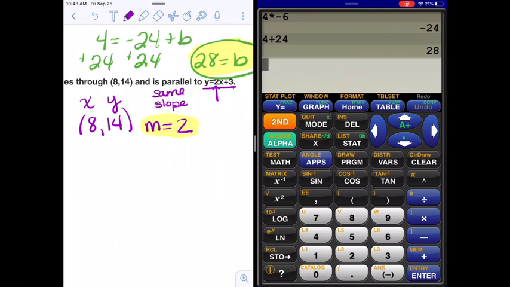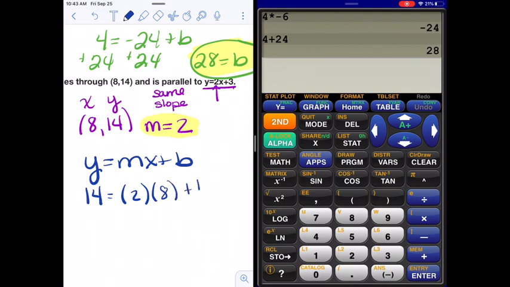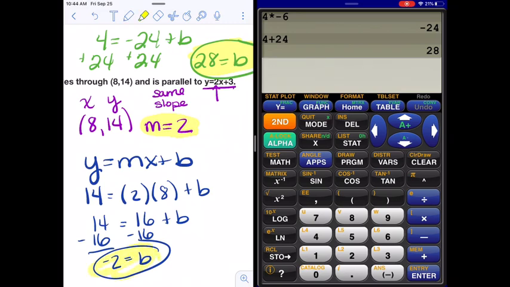Now again, I am looking for b, so I'm going to write y equals mx plus b. My y value is 14. My m is 2. My x is 8, and then I have my plus b. 2 times 8 is 16, and that equals 14 plus b. I'm going to subtract 16 from both sides. So you end up with -2 equals b. And there you go. You found that second answer. We were looking for m and b, and we found it.